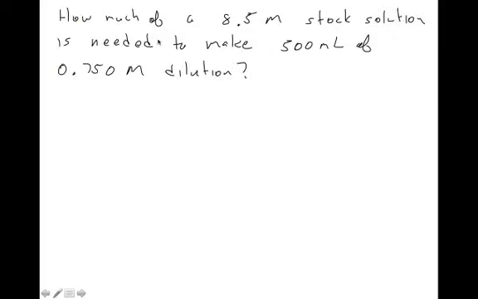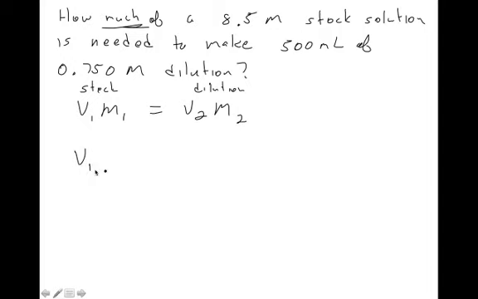All right, so here's our question. How much of an 8.5 molar stock solution is needed to make 500 milliliters of 0.75 molar dilution? Our equation is V1M1 equals V2M2, remembering that this is your stock solution over here and this is your dilution over here. The question is how much of the stock solution? So V1 is our unknown.